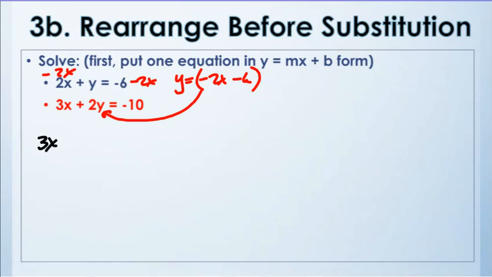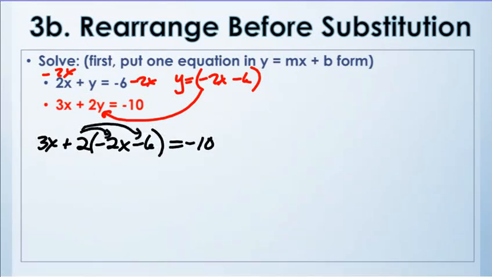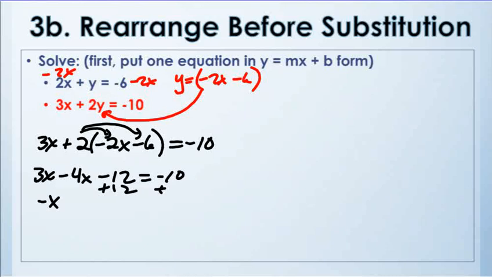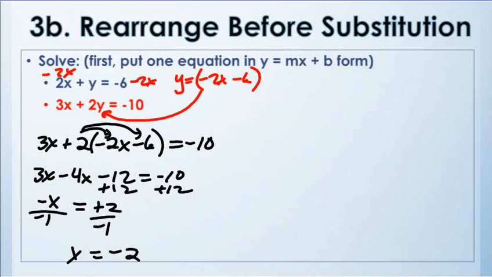So now I have 3x plus 2 times negative 2x minus 6 equals negative 10. Distribute the 2. So I have 3x minus 4x minus 12 equals negative 10. So negative x, I'm going to add 12 to both sides, equals positive 2. Divide by negative 1 on both sides. x would equal negative 2.